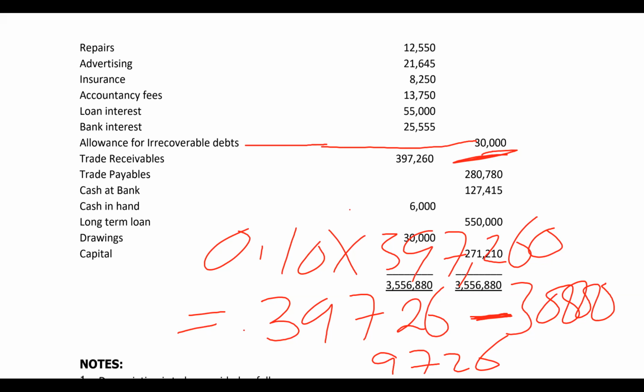But if it is negative, it means it's a reduction. So a reduction in allowance for irrecoverable debt should be added under income. This same amount, if it were negative, would have been added under other income as a positive sign. Don't take it with a negative. This negative sign is just there to tell us whether it's an increase or a decrease. But when you are writing, always write it as a positive number.